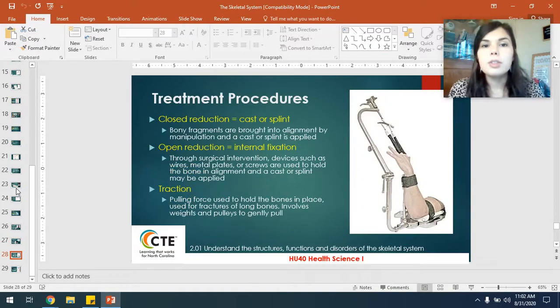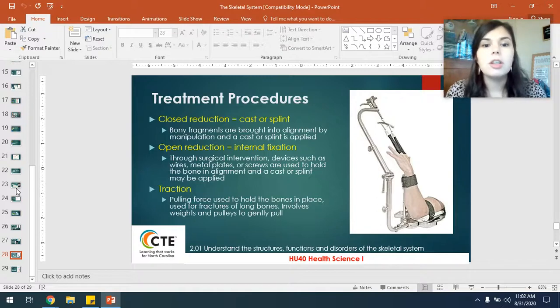Some different treatment procedures for fractures are closed reduction, open reduction, and traction. Closed reduction is just like a cast or a splint, what you commonly think of when you break a bone. Bony fragments are brought into alignment by manipulation of the outside of the body, and then a cast or a splint is applied. So this is where you don't have to actually have surgery to fix it. They are able to manipulate the bones back in place, and then they put a cast on it in the hopes that they will fuse back together on their own.